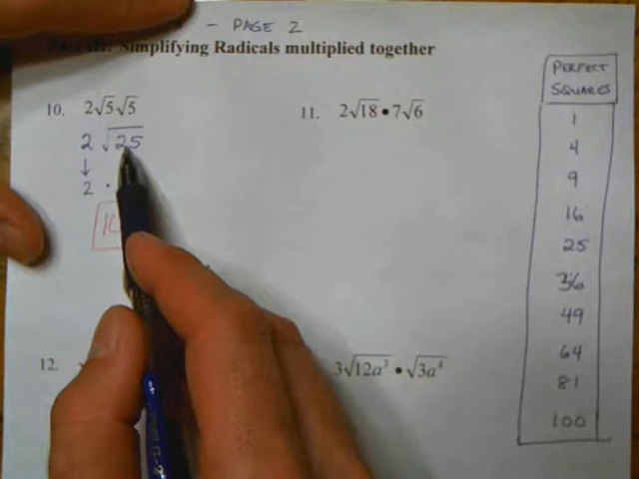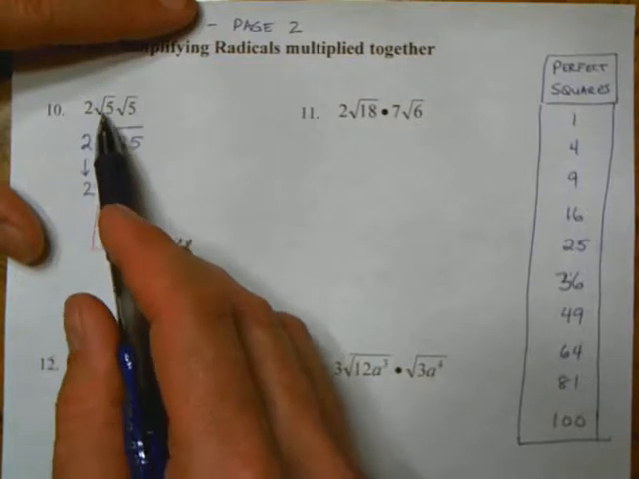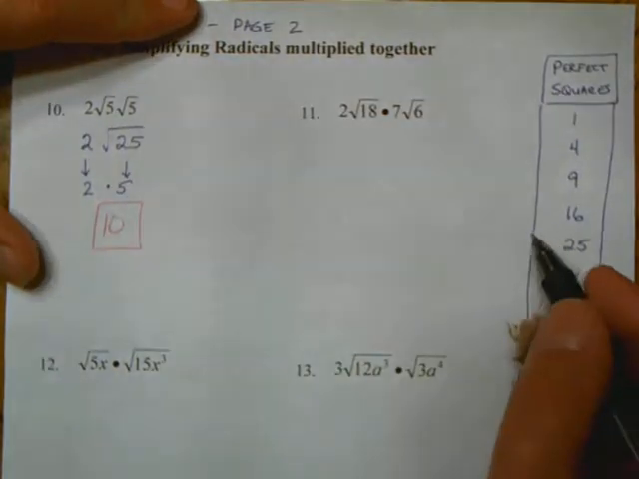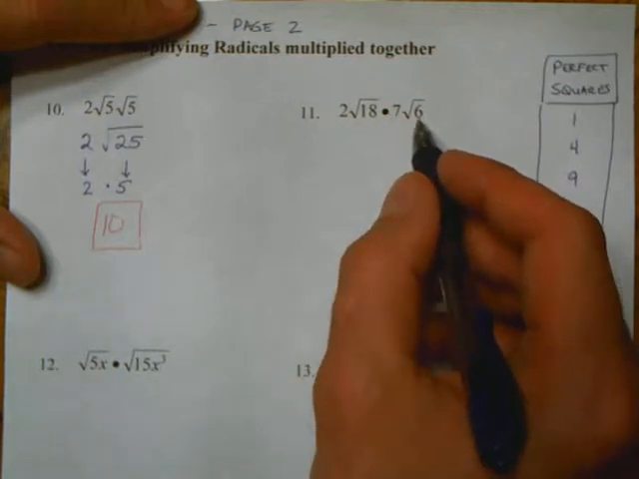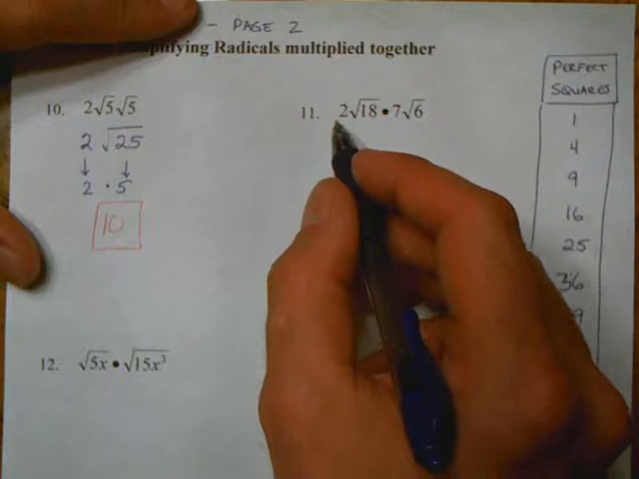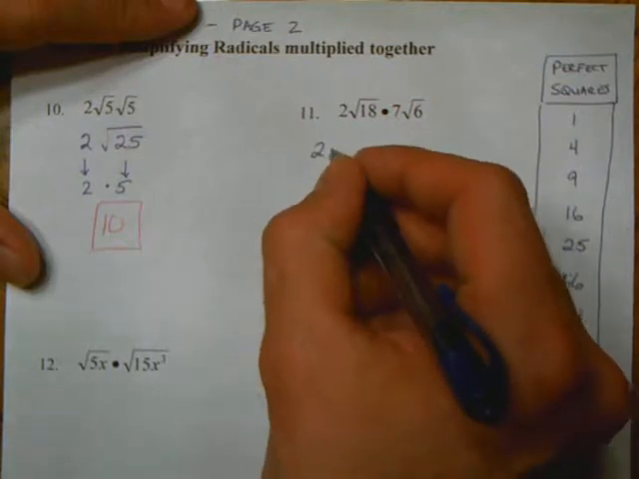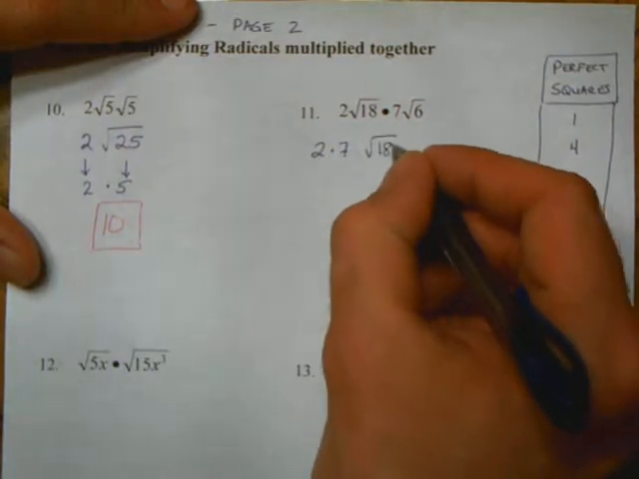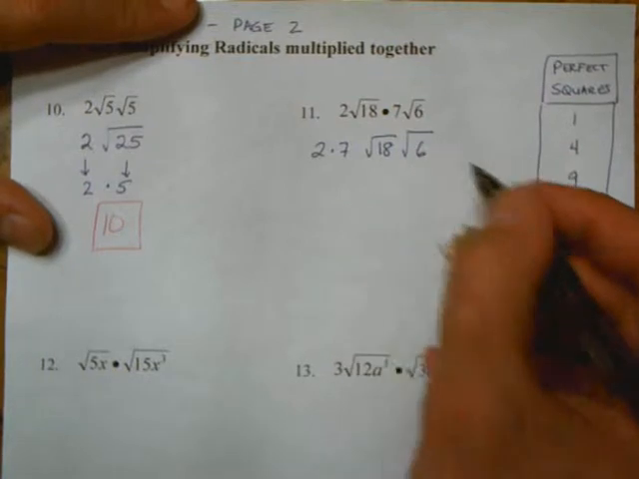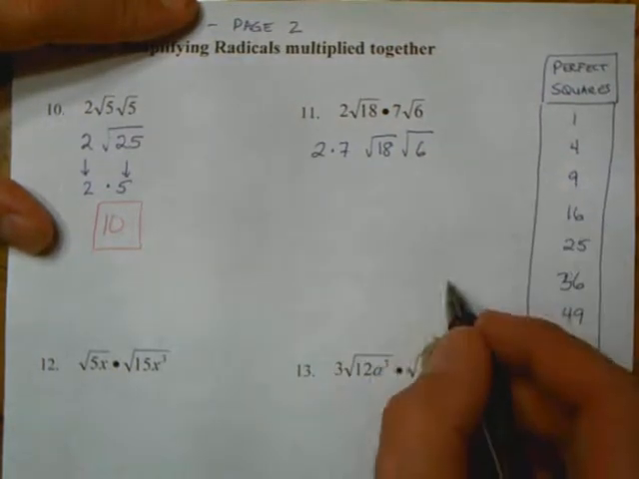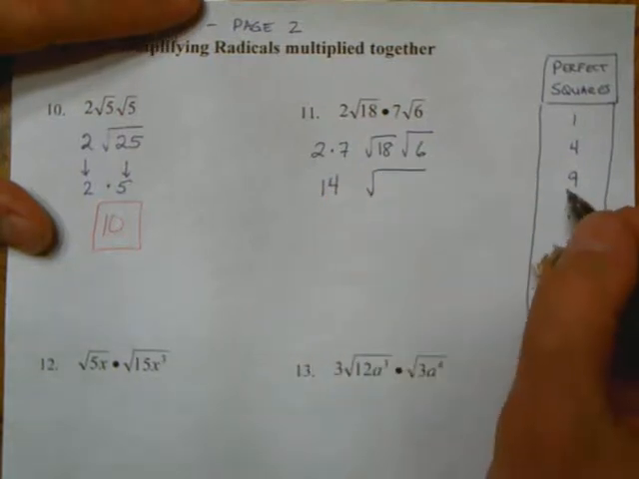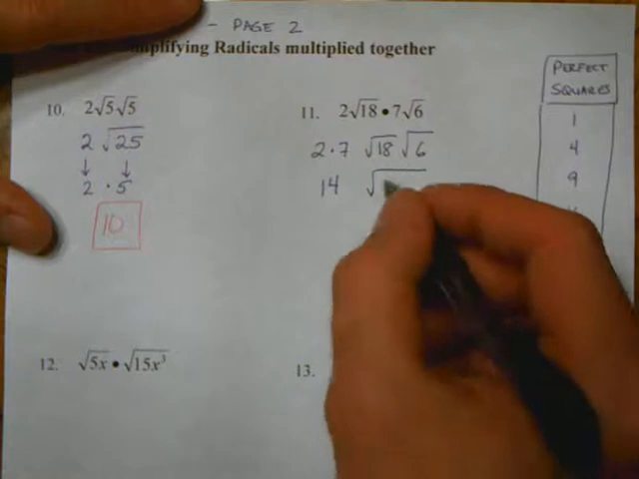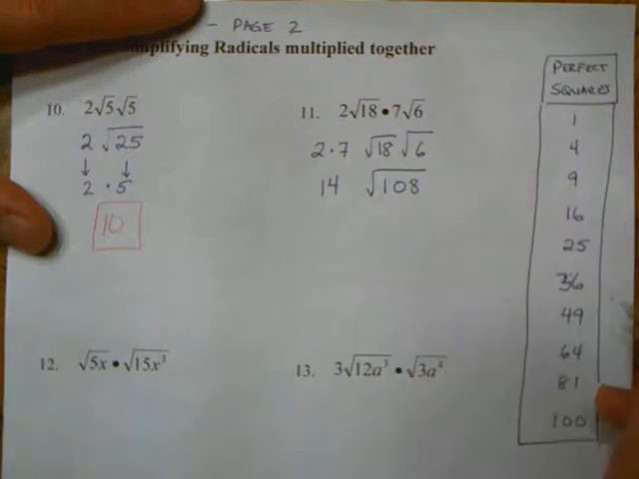We multiply the radicands. In our second one here, number 11, we have numbers out front of each one and numbers on the inside of each one. So I'm going to multiply the numbers out front, 2 times 7 first, and then I'm going to multiply the numbers on the inside, radical 18 times radical 6. And I've just grouped them here on the first step. So now I have 14 times radical 18 times 6. Well, 18 times 6 is 108. So I now have my problem that I need to simplify.